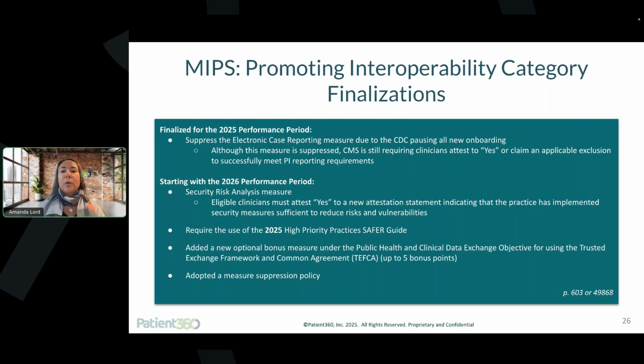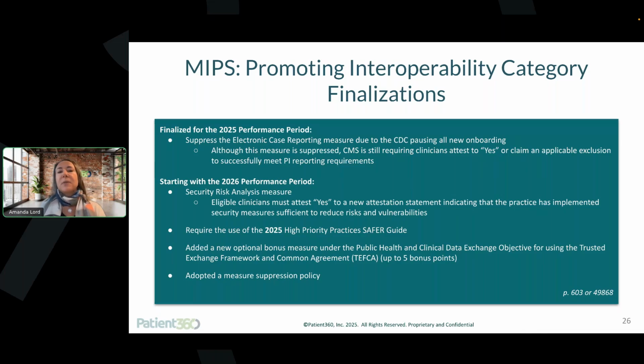So CMS's goal with this suppression was basically to ensure fairness. They agreed with commenters that it was inappropriate to penalize clinicians for their inability to connect with a partner like the CDC that was not ready for them. So this action prevents widespread unfair penalties for the 2025 performance year, and it serves as an immediate justification for adopting the new general suppression policy for 2026.